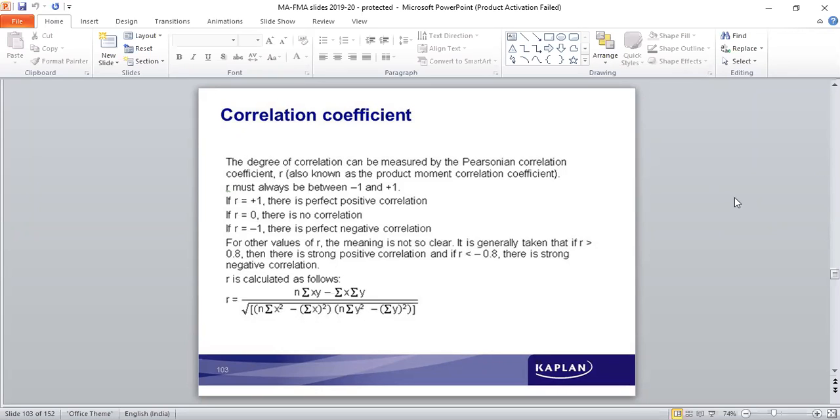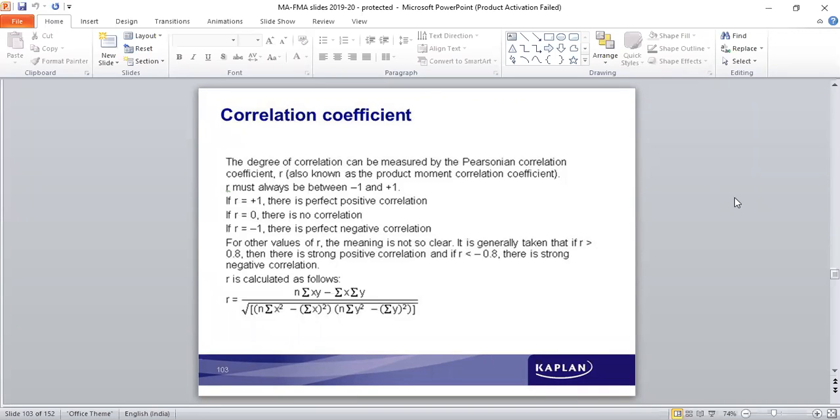Okay, R is given by a statistical equation here: n sigma xy minus sigma x sigma y, divided by the square root of n sigma x square minus sigma x whole square, into n sigma y square minus sigma y whole square.